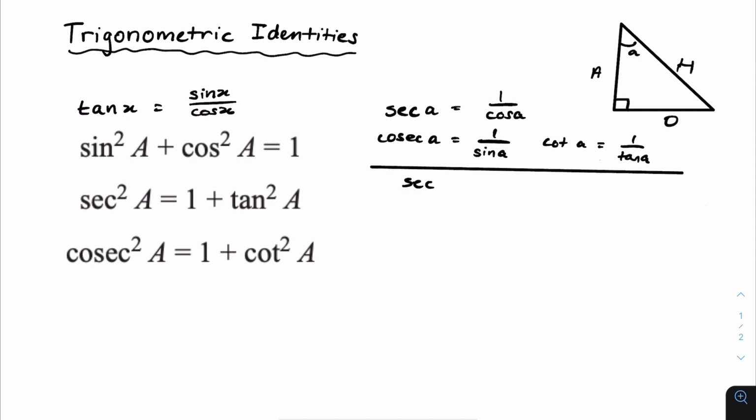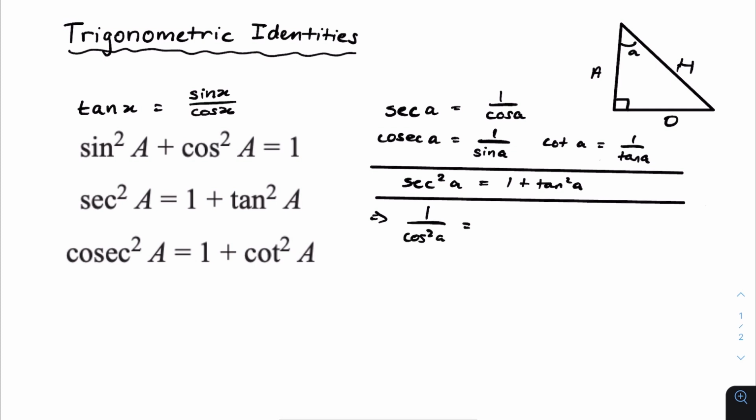So secant squared A is equal to 1 plus tan squared A. All right, so we're going to write everything in terms of sine and cos. It's just a lot easier to collect in that way. So we know that secant is 1 over cos. So that means that secant squared is 1 over cos squared A, which is equal to 1 plus, and then tan squared A we know is sine squared A over cos squared A, since tan A is equal to sine over cos.